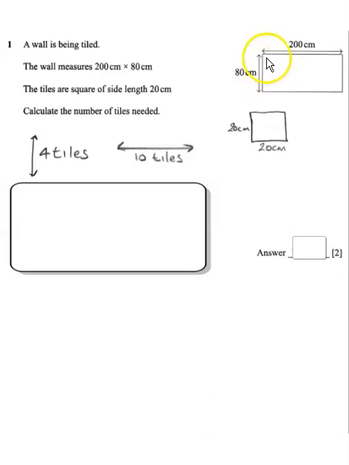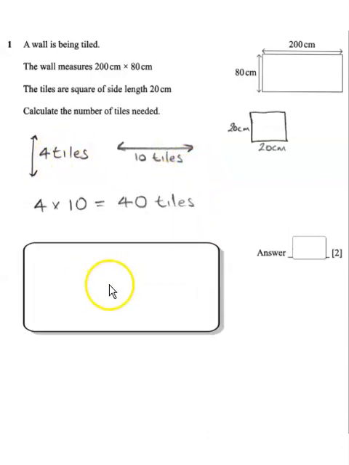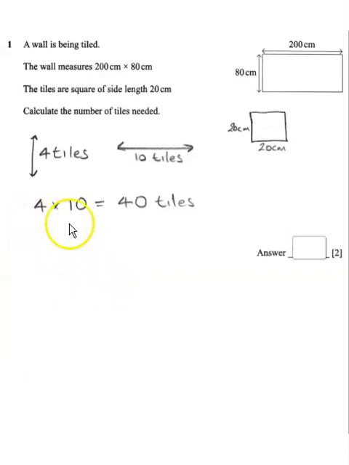And then you figure out how many tiles would go across 200 centimeters. So you know how many 20 centimeters would fit along this wall. And we see that 10 tiles would fit along. And all you do from this point on is just multiply 4 by 10, or 4 times 10 is 40 tiles. So 40 tiles in total would be needed.